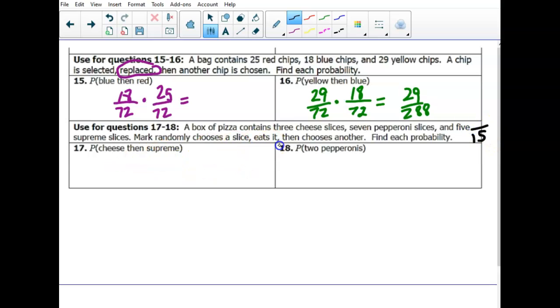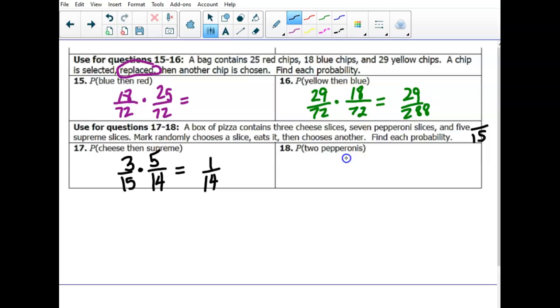And find each probability. Cheese and then supreme. So the probability of choosing cheese randomly would be 3 out of 15. But when you go back, now there's only 14 to choose from, and how many are supreme? Yeah, we didn't pick supreme the first time, so there's still 5. All right, I think that's 1/14.